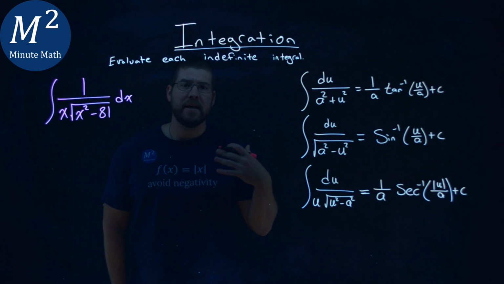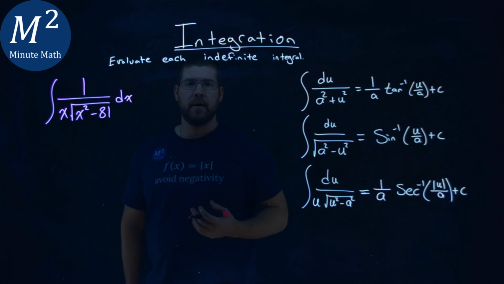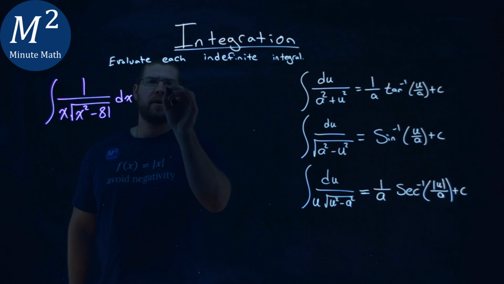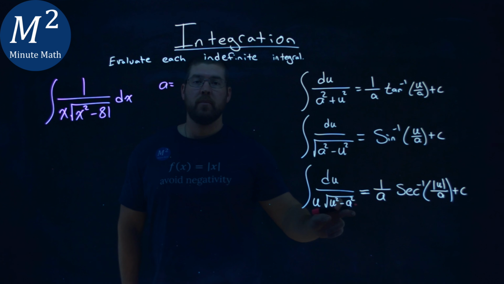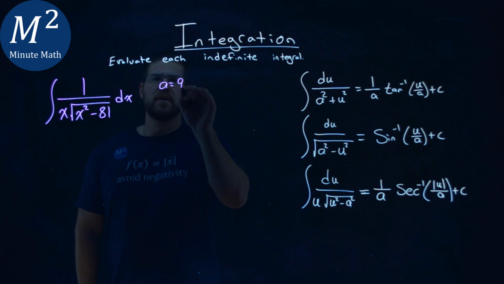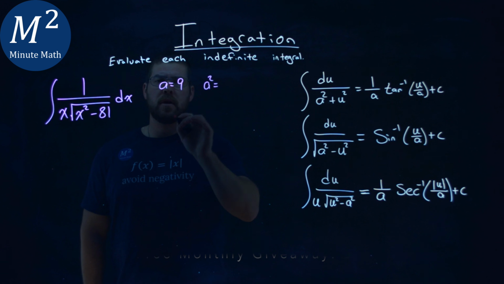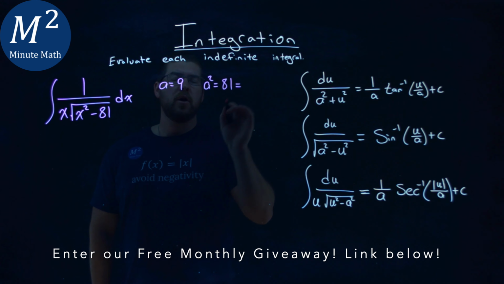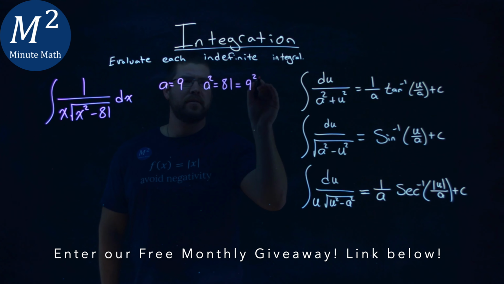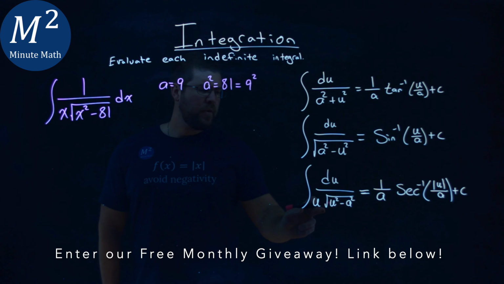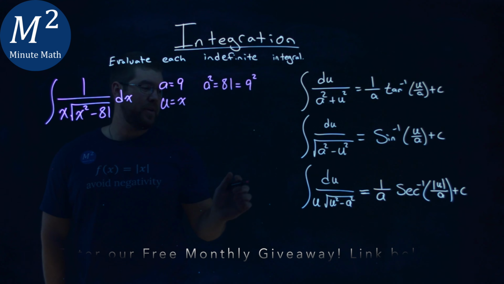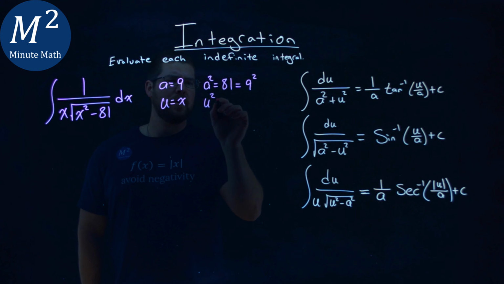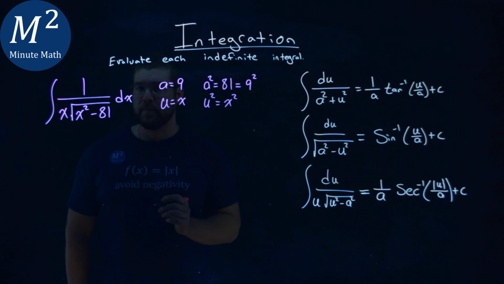So let's see if we can find a u value and an a value that line up here. Let's start with the a value. Well, we have an 81 right here where the a squared would be. If our a value is 9, our a squared, 9 squared, is 81. Or we can write that as 9 squared. The rest fits pretty easy. U is just equal to x, lines up pretty easily here, and so u squared is equal to x squared.